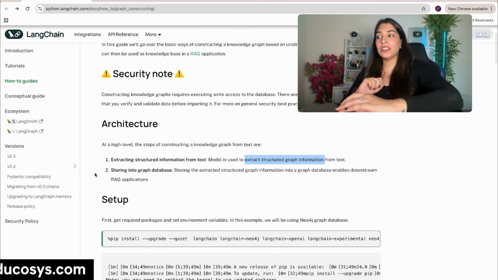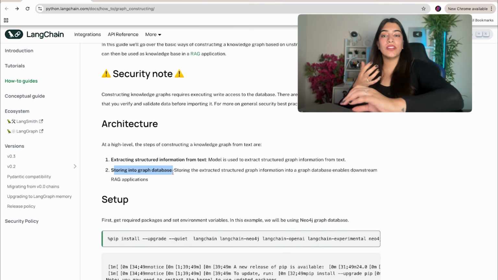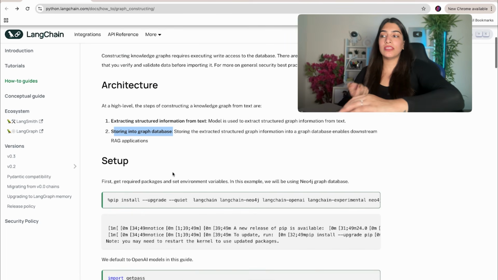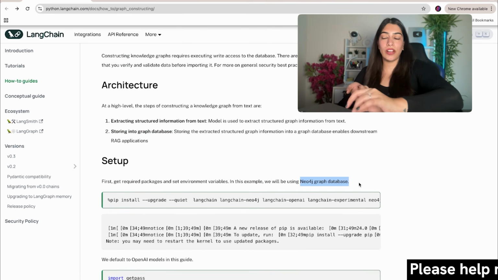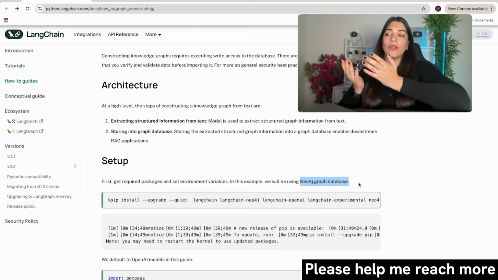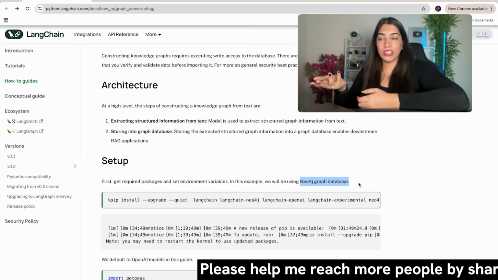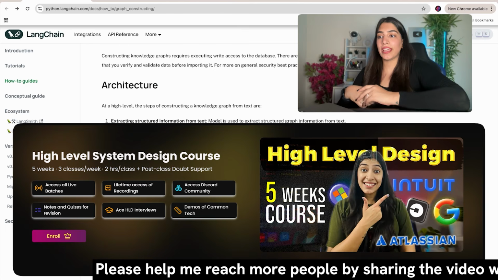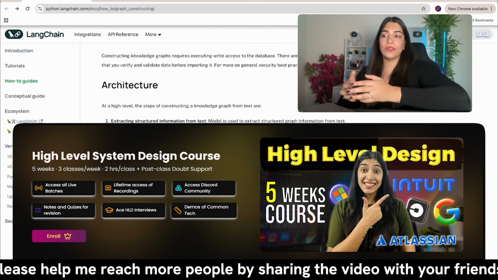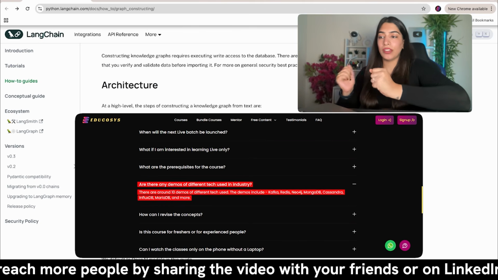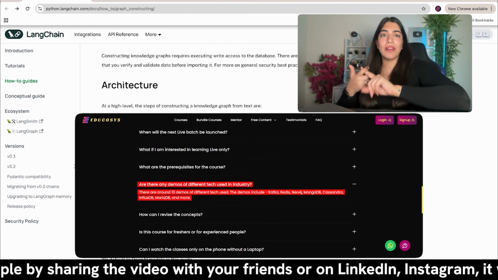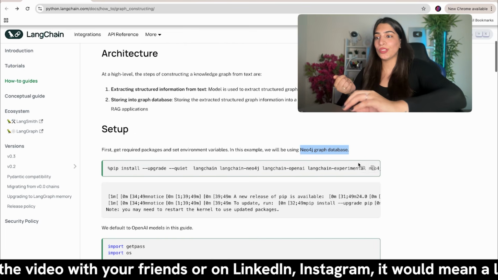The second part is going to be storing our graph into a GraphDB. One of the most famous graph databases is Neo4j GraphDB, and this is also the one that I demoed in all my HLD batches. When I teach HLD at Educosys, I basically demo Neo4j only. This is one of the most famous graph databases. I demoed it in batch 1, batch 2, batch 3, and in all the batches I've used Neo4j itself.